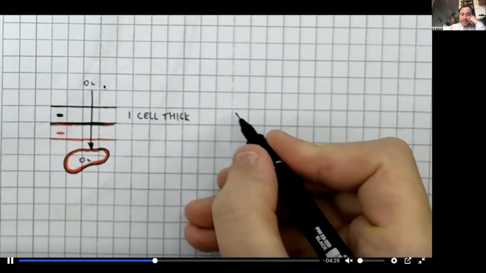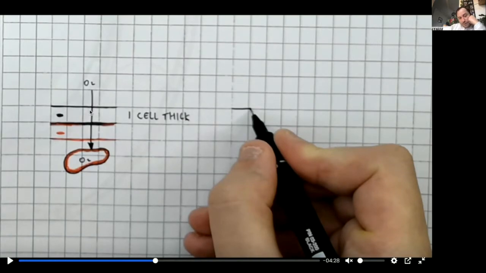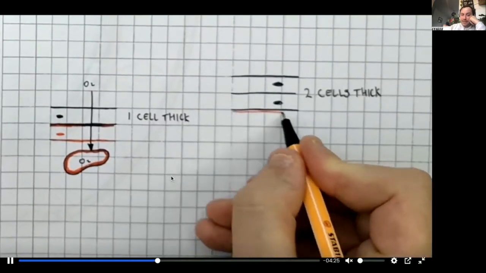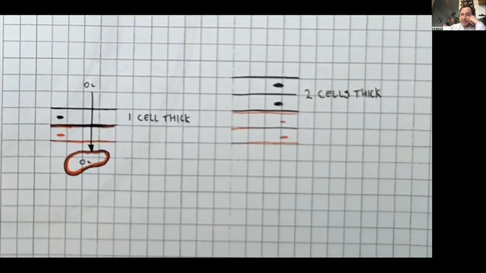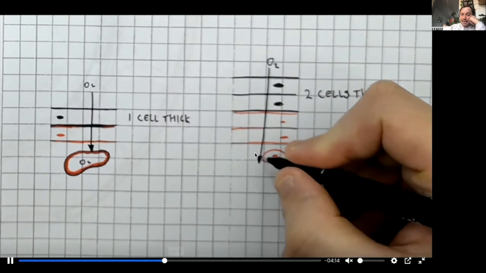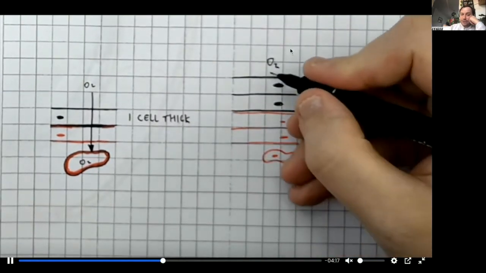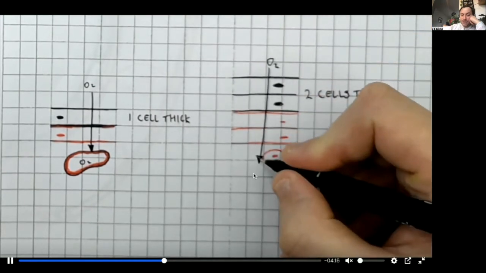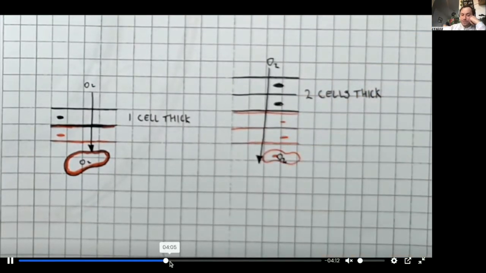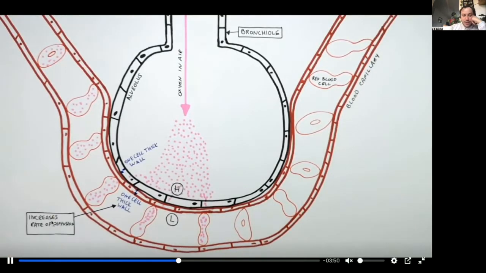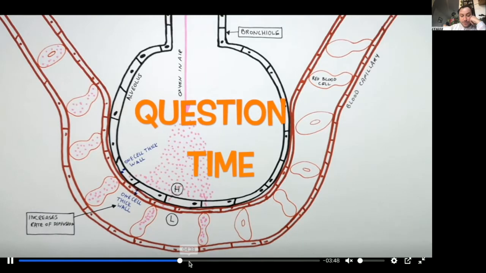So the O2 is going to diffuse very quickly. Imagine if there were 2 cells thick, and there was a 2 cell thick capillary. The oxygen would take, look at the diffusion pathway, it's much longer. So it would take longer for oxygen to diffuse. Therefore, having a one cell thick wall increases the rate of diffusion.